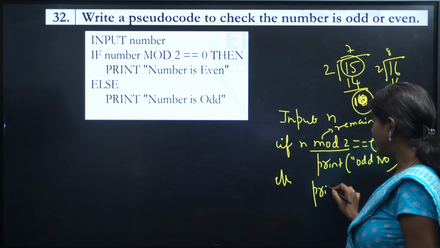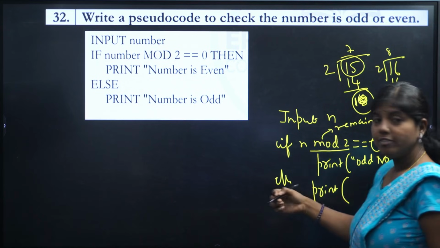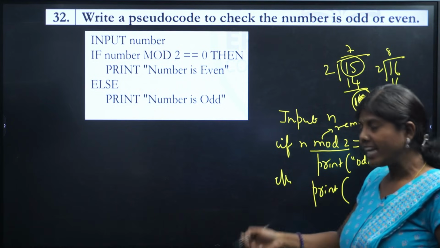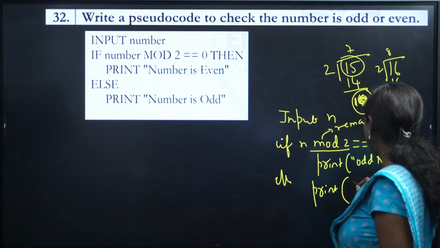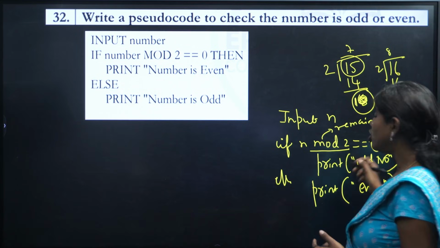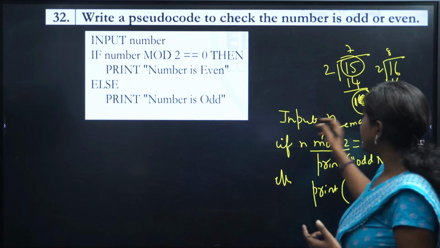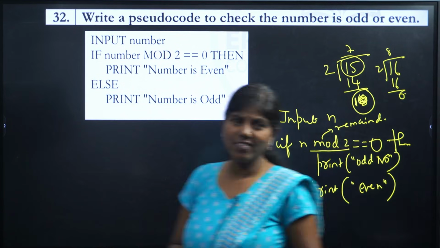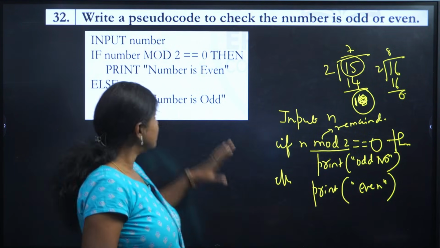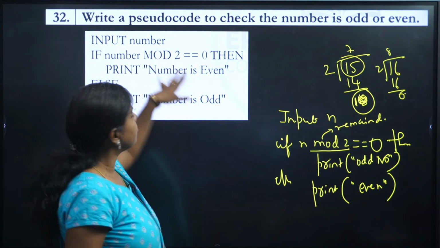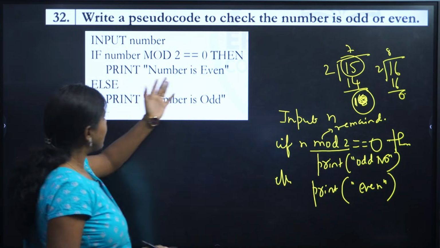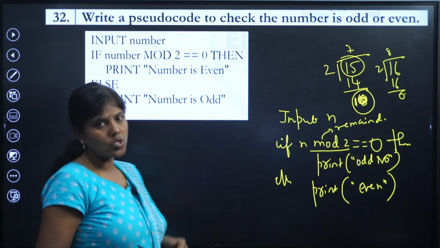Okay, if you put a colon also, no problem, but it should not be exactly the same way as we write it in code. Here it is not necessary that you write int input, enter the number. That should not be there. Somewhere here and there, if you write a colon and all, no problem. Very simple. Input number, if number mod 2 equal to 0, then the number is even, else the number is odd.